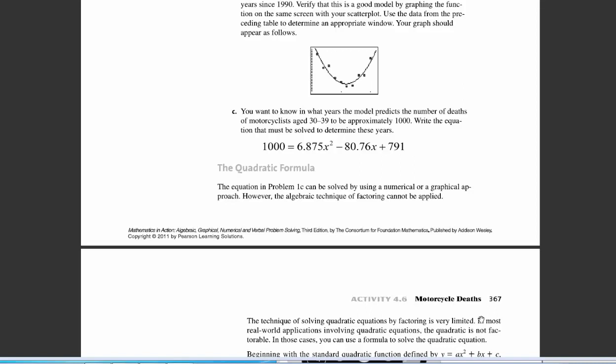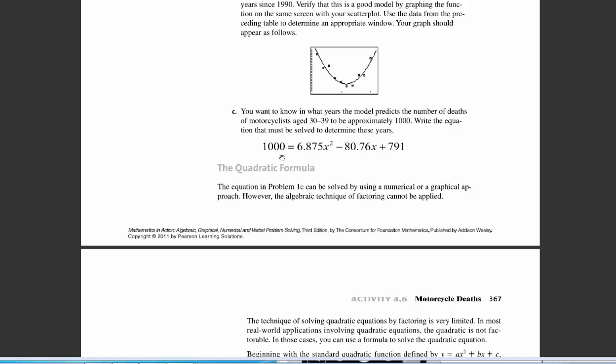So the second part of activity 4.6 has us solve the equation that we had previously solved graphically by using the quadratic formula. If you recall in the last video, we solved this equation by graphing both sides of the equation. So our y1 was maybe the 1000 and our y2 was this right side of the equation, or vice versa. Perhaps this was y1 and this was y2. And the intersection gave us the answer. And I believe we came up with about 14 years after 1990, we'd have 1,000 motorcycle deaths.